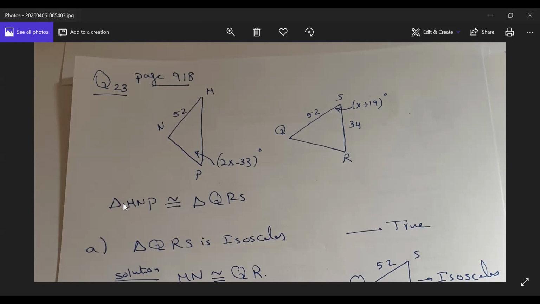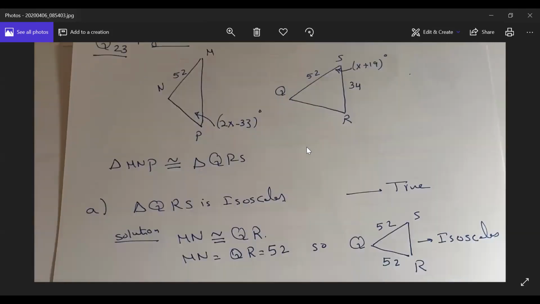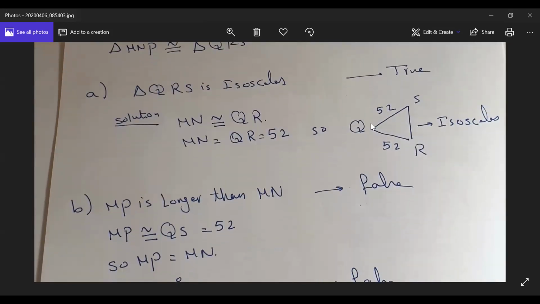QR is congruent to MN, right? And MN is 52. So QR is 52. So I can see that my triangle now has two sides equal to each other. So is this an isosceles triangle? Yes. So this is true.